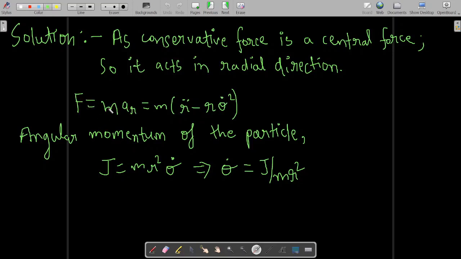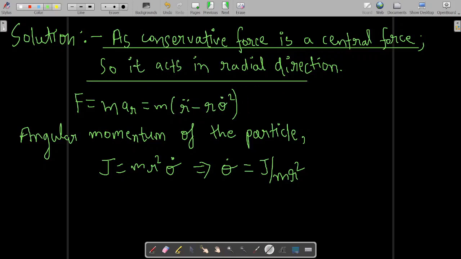You learn this particular fact in the lectures, that a conservative force is a central force, and vice versa is also true. A central force is also conservative and a conservative force is a central force. This is what we learn in the lectures. So it acts in the radial direction. And what is the radial direction? You can see over here that a_r is the radial acceleration.